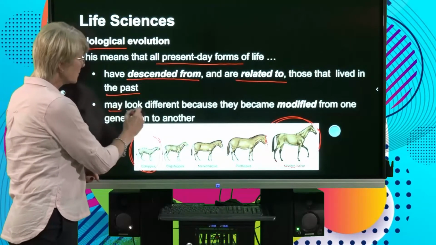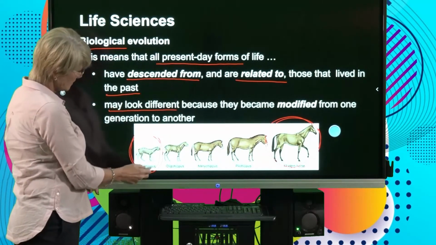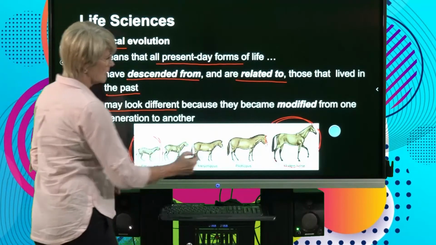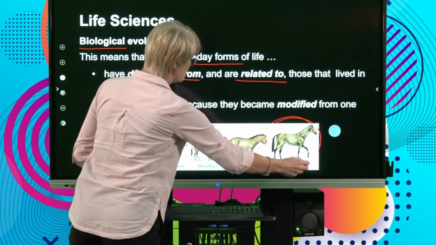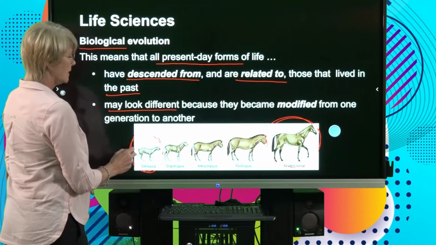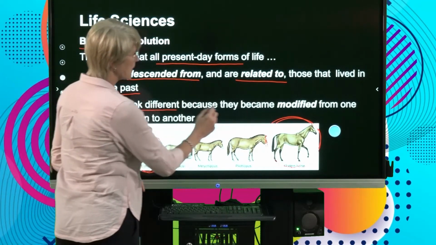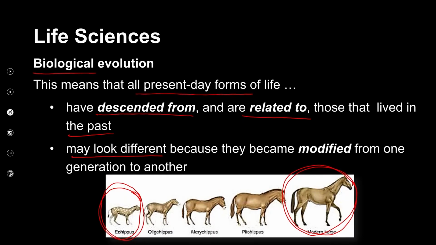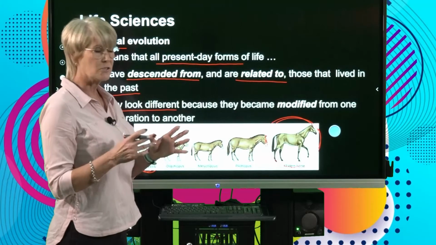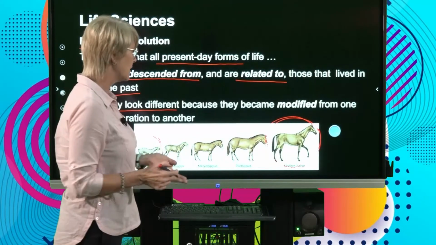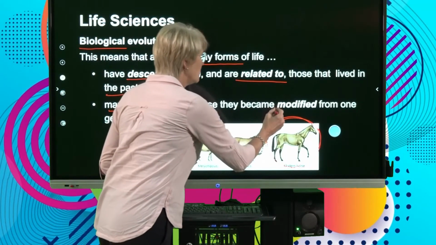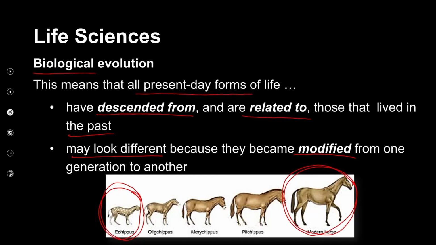They may look different, and we can see that here. If we have a look at the first horse, and we look at what we know today as the horse, we can see they look different. That is because they became modified, and that modification took place in the form of mutation. So it was the genes that were modified. And because of that modification, they then look different from one generation to another.